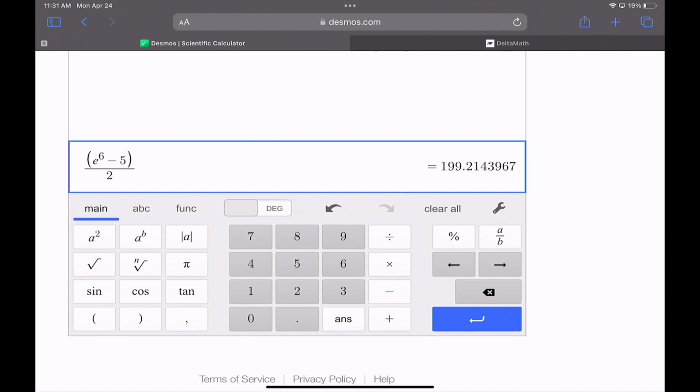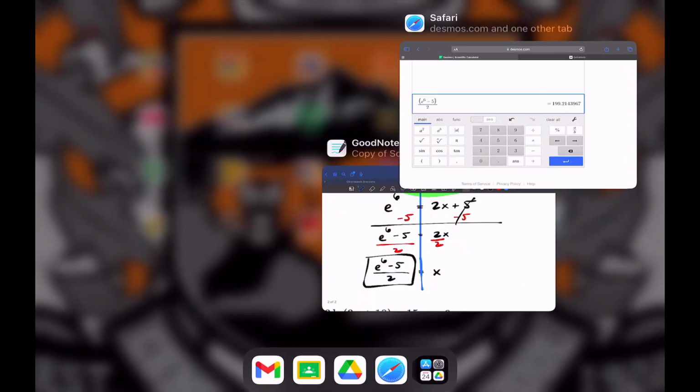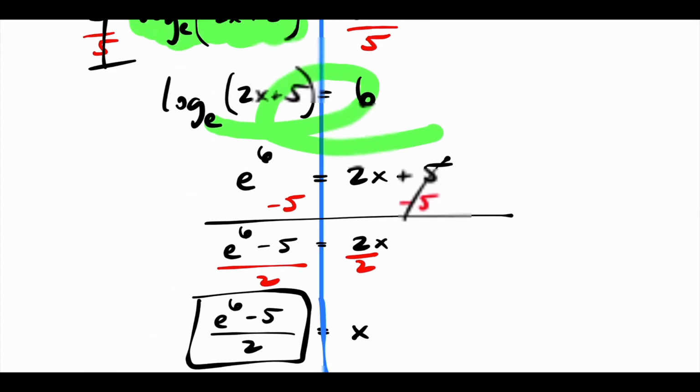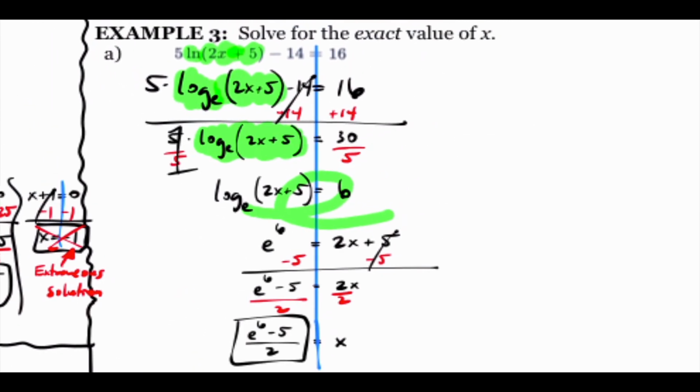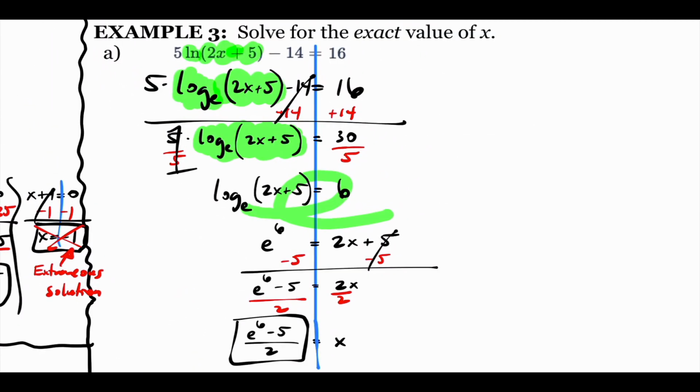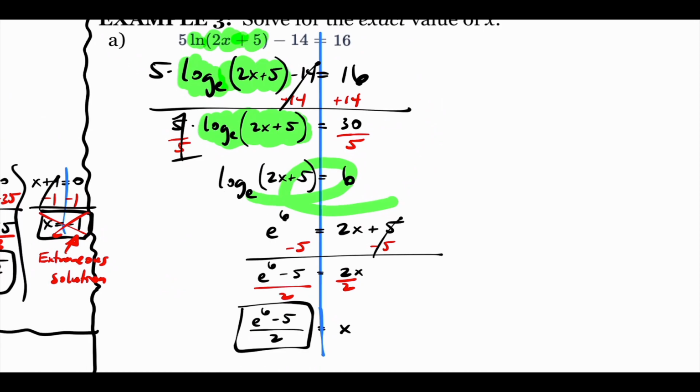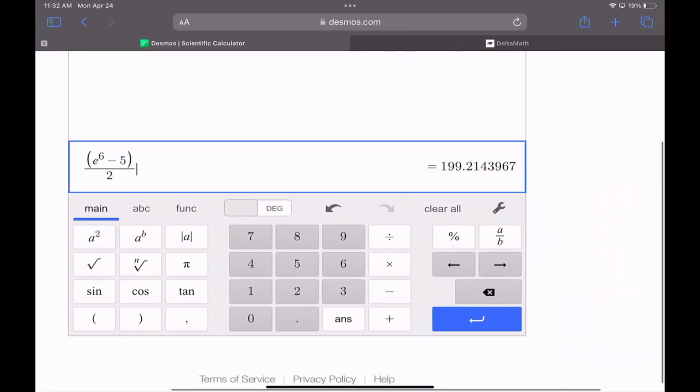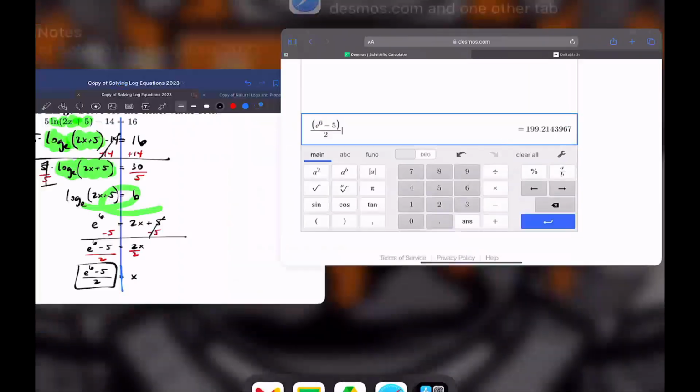109.2143967. I'd have to round that, but it said in the directions, don't round. So I'm going to leave it like that. That's the answer I'm going to put in. But before I do that, I have to check to see if it's extraneous. To do that, now it's almost 200. The value is around 200.